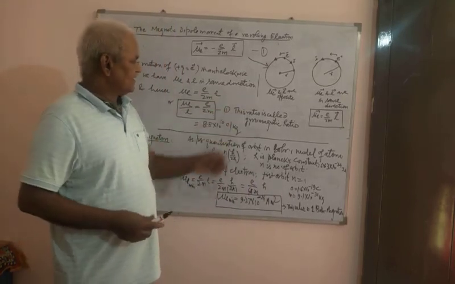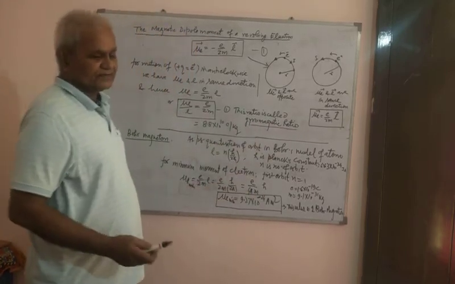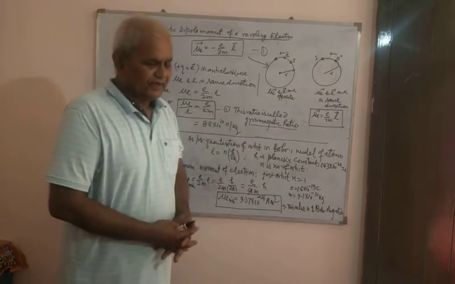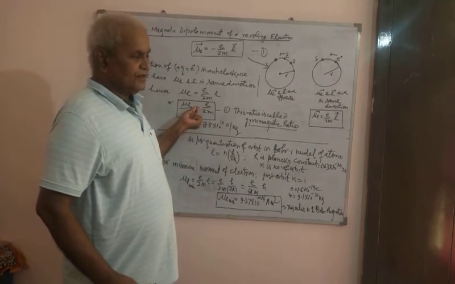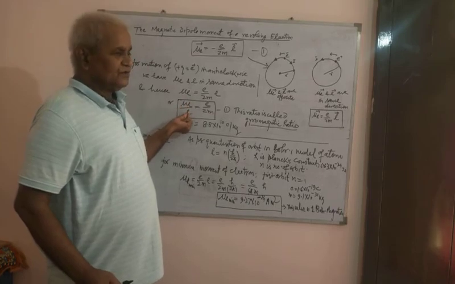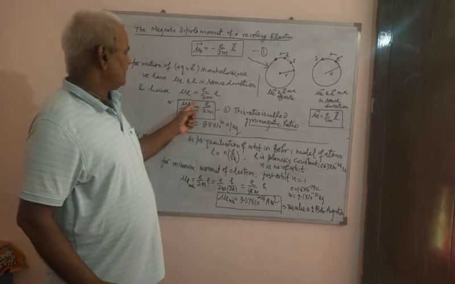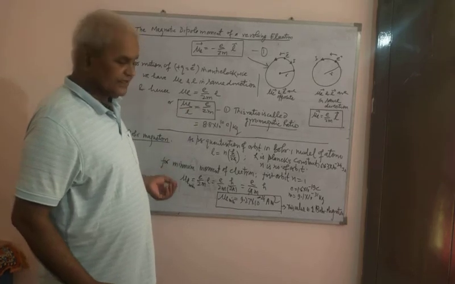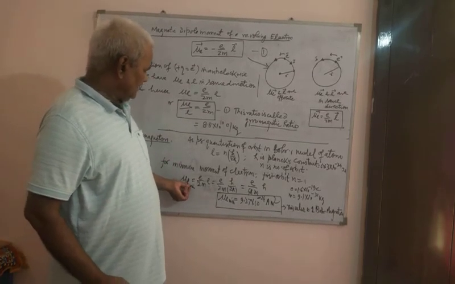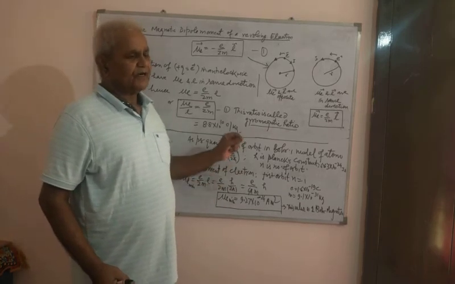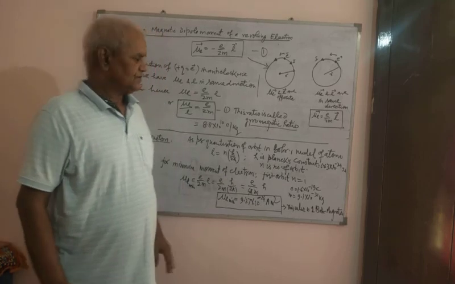So these were two relations: the gyromagnetic ratio and the Bohr magneton. If you are asked what is the meaning of the gyromagnetic ratio, it is the ratio of magnetic moment to the orbital angular momentum of the electron. And what is 1 Bohr magneton? The Bohr magneton is the minimum magnetic moment of a revolving electron. So we have got these two values.